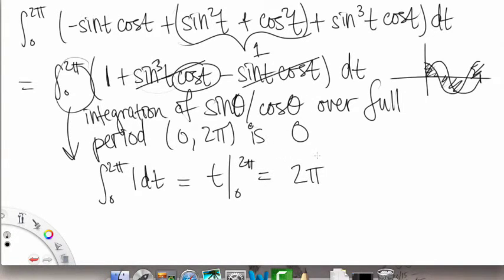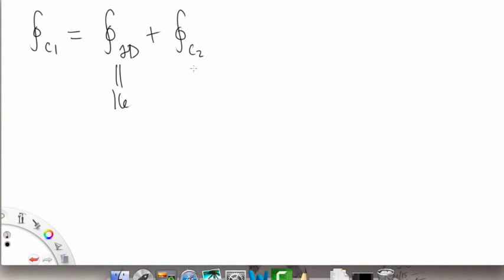Okay, so now I'll move on to the next slide to put everything together. We have that the line integral over C1 is equal to the line integral over the entire boundary of D plus the line integral over C2. So we found this to be 16 and this to be 2 pi. So our final answer is going to be 16 plus 2 pi.